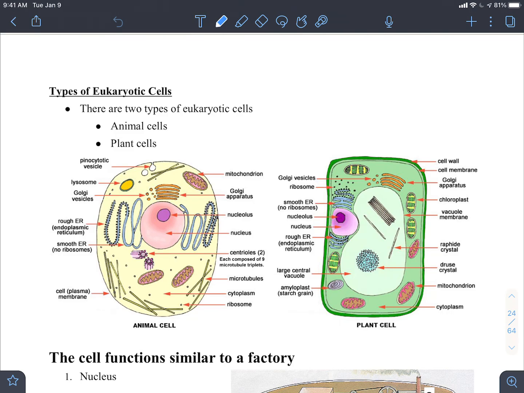This video we're going to start by talking about the two types of eukaryotic cells. Remember, prokaryotic cells are the cells that have no organelles on the inside. These eukaryotic cells are the more complicated kinds, and we find that they fall into two categories.